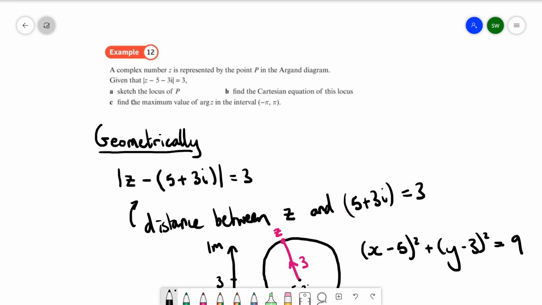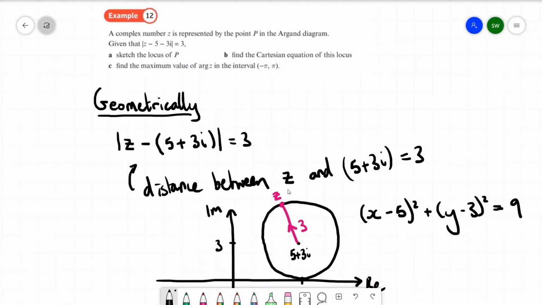So in part C, we've got to work out what is the maximum value of arg z. So remember, z lies on this circle somewhere, and we're basically saying where do we need to be on this circle in order to make the argument of that point as big as possible.